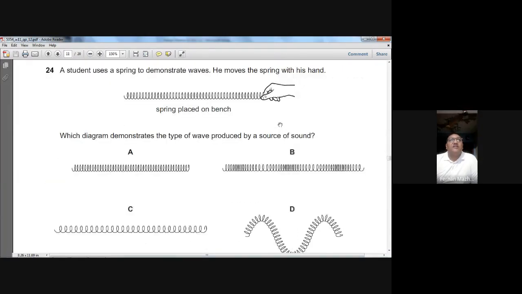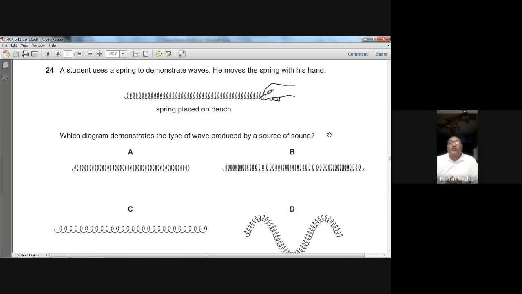Okay, on your screen, we have: a student uses a spring to demonstrate waves. He moves the spring with his hand. Which diagram demonstrates the type of waves produced by a source of sound? You know, the source of sound produces longitudinal waves. And in the longitudinal waves, we have compressions and we have rarefactions. In the compressions, the particles of the medium are very close to each other. The pressure is high.